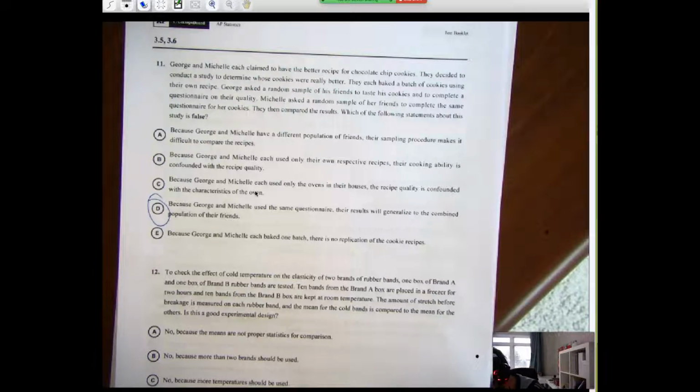So if I only asked George's friends a question, I can only generalize that result to George's friends. I can't generalize it to Michelle's friends. There could be something different about George and Michelle that make their friends very different in some way.